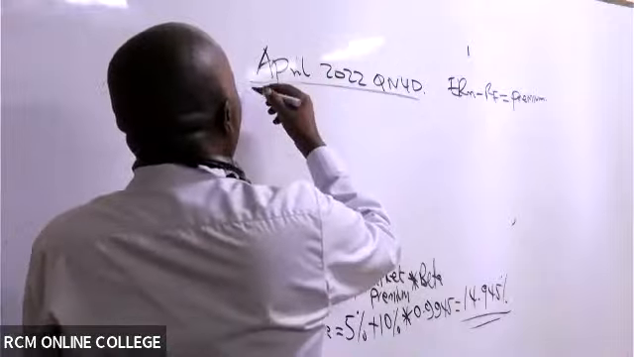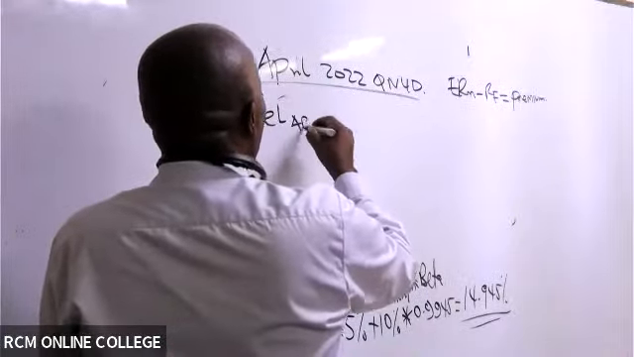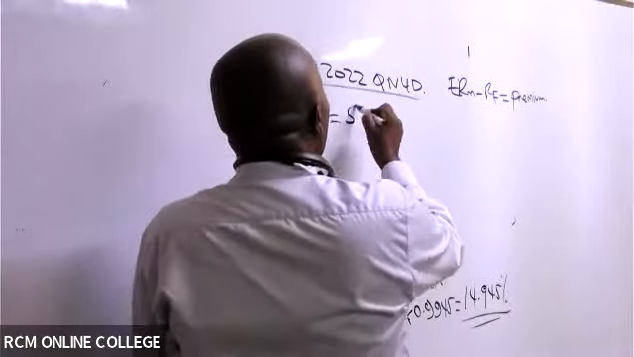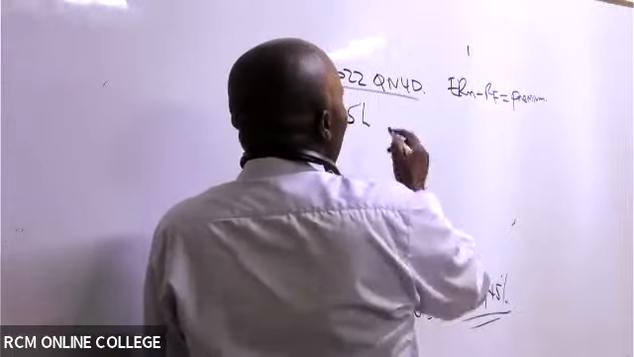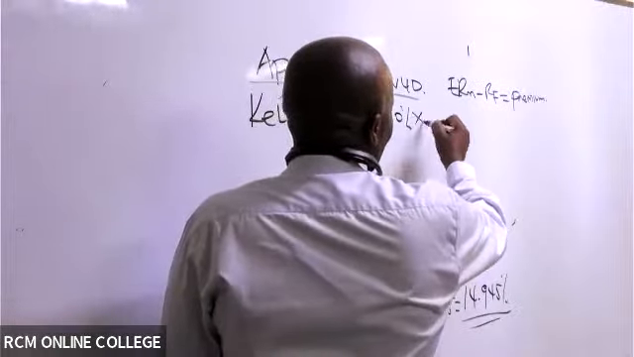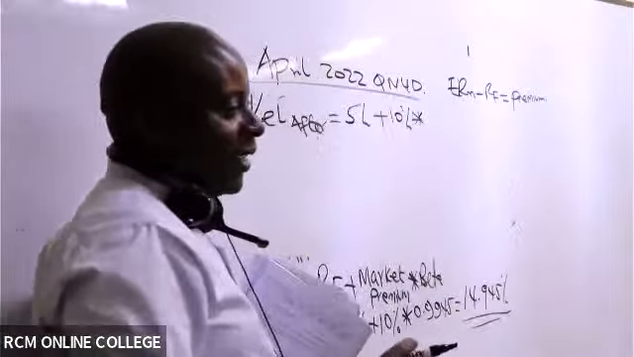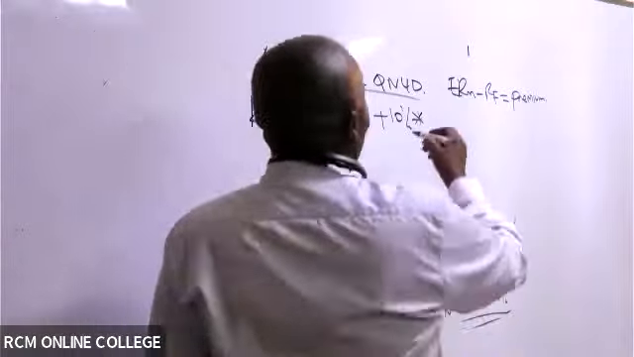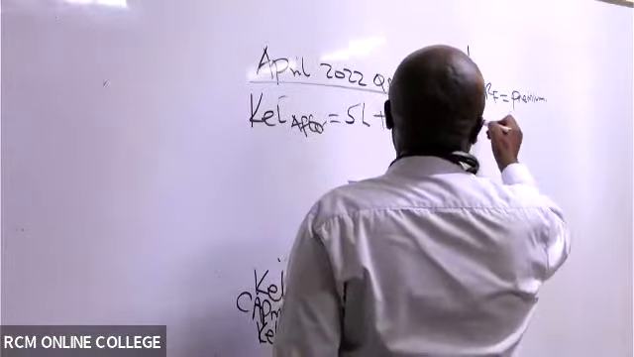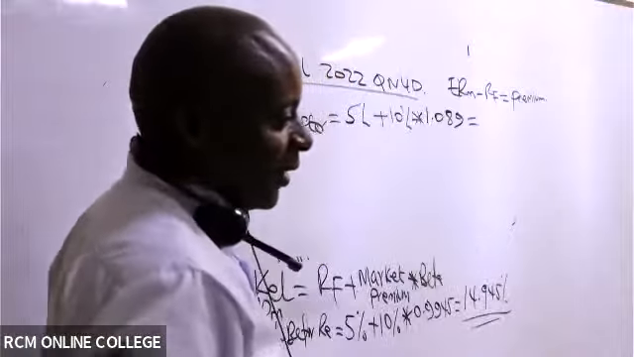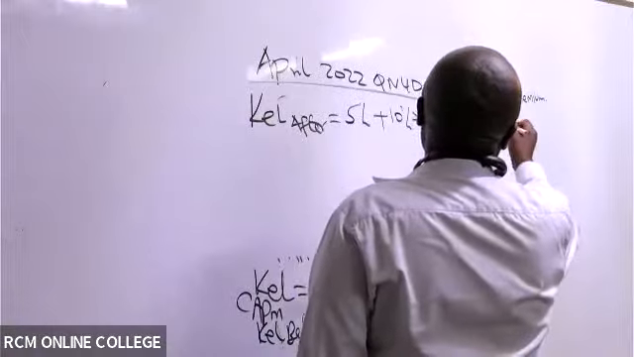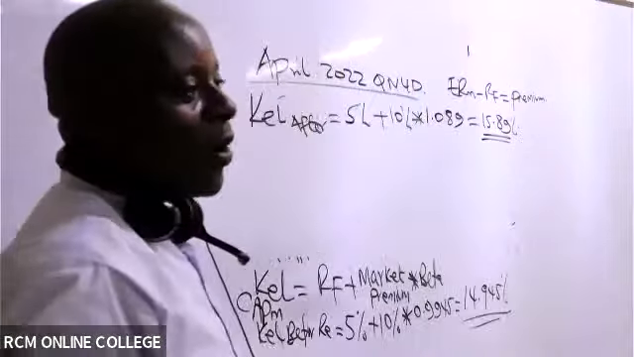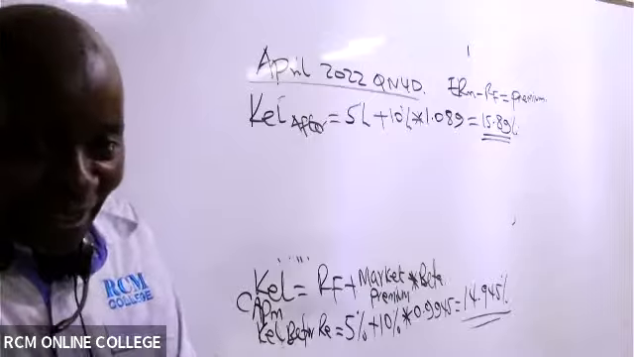So KEL after reconstruction. So after reconstruction, I will talk of 5%, RF will remain. Market premium won't change. But now we are talking of beta after reconstruction. So beta after reconstruction, what is the value? 1.089, which will then end up giving us what figure? 15.89%.